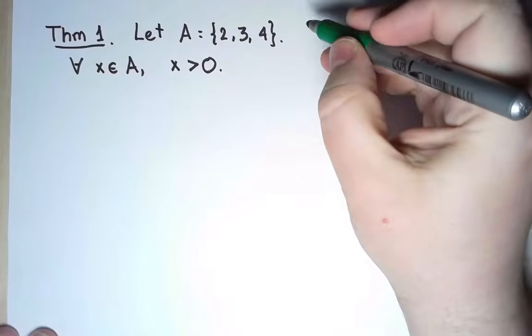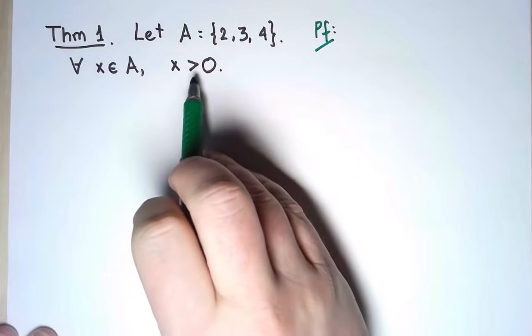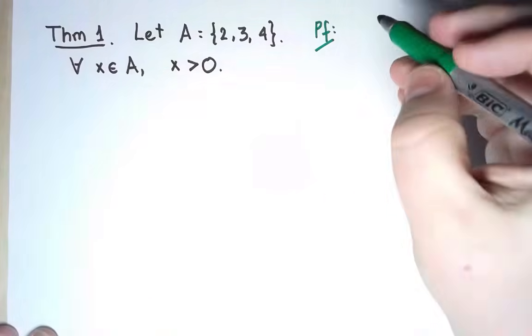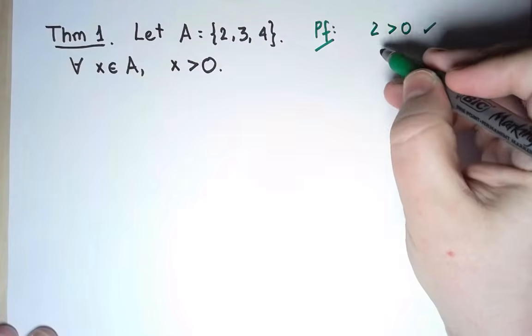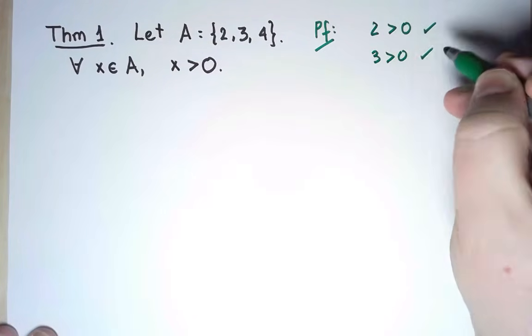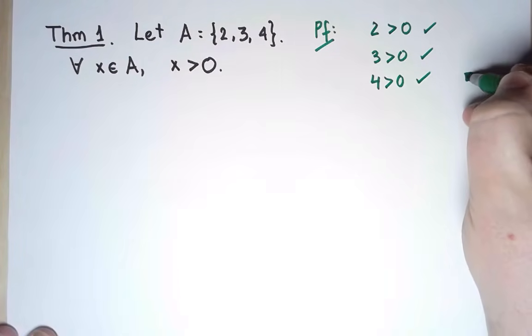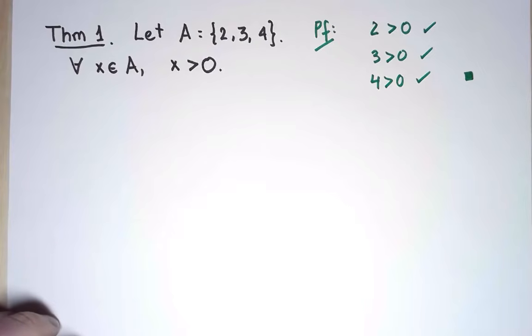So how would I prove this if I insisted I need a proof? Well, I need to verify x is greater than 0 for all the elements in A. And there are 3 elements in A, so I need to check them all one by one. Well, I need to check that 2 is greater than 0, check. 3 is greater than 0, check. 4 is greater than 0, check. I think that's it. This filled square means end of the proof. Okay, let's look at another statement.